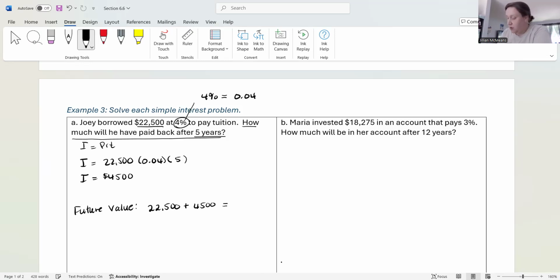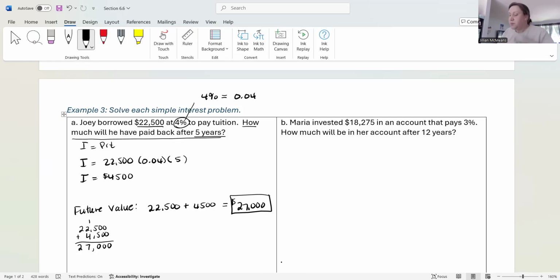Okay, so if we were going to add these, you may want to do a little side work. You could certainly use your calculator to do the side work here. I'm just going to do it by hand because let's remind ourselves how to add numbers. So we have 0, 0, 0. 5 plus 5 is 10, so keep a 0, carry a 1. 4 plus 2 plus 1 is 7. Drop down your 2. So at the end of 5 years, Joey will have actually paid back $27,000. Okay, so that is the principal amount he borrowed for tuition plus the interest that he ended up having to owe at the end or over the course of 5 years.